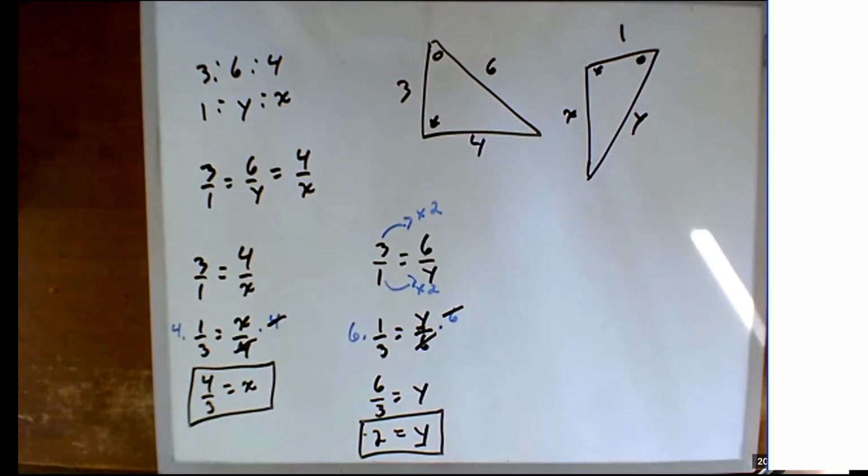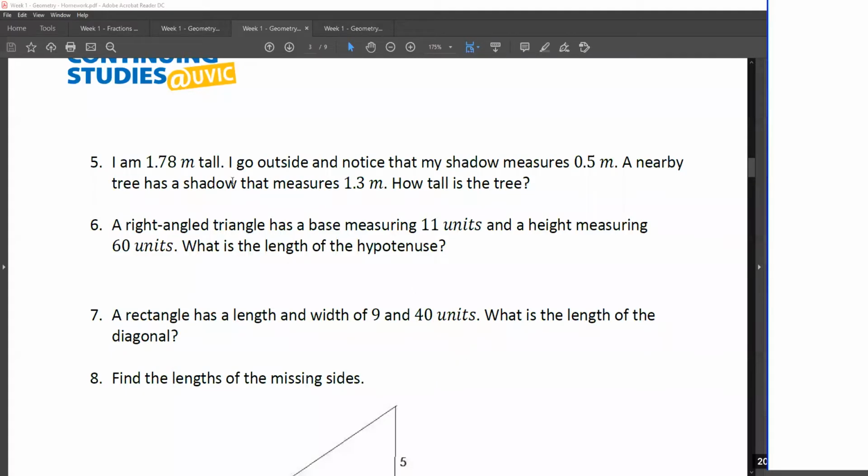I'd like to do 1 or 2 of these word problems so that people get a chance to see how those go. So let's take a look at question number 5. I am 1.78 meters tall, or 178 centimeters tall. I go outside and notice that my shadow measures 0.5 meters. A tree has a shadow that measures 1.3 meters. How tall is the tree?